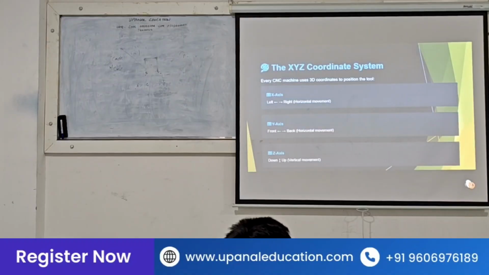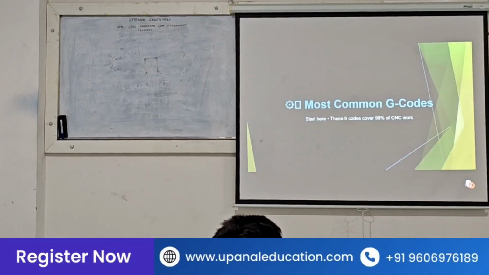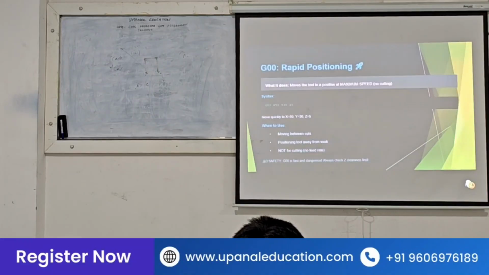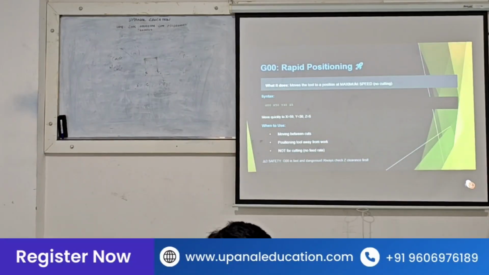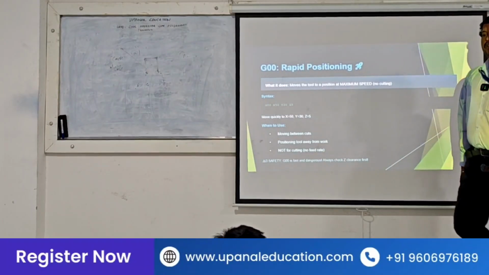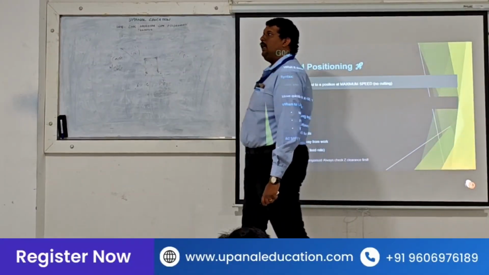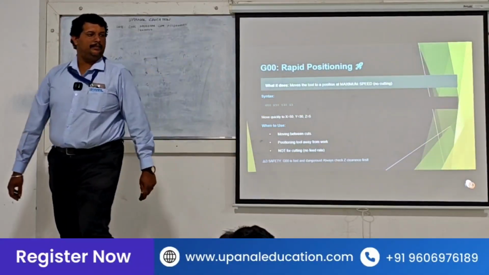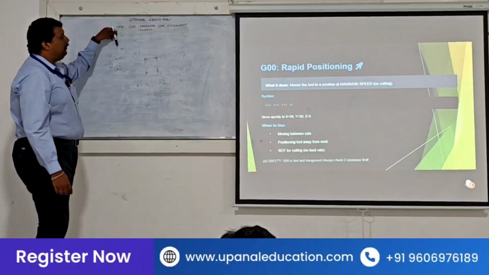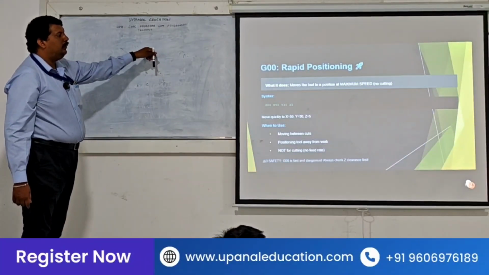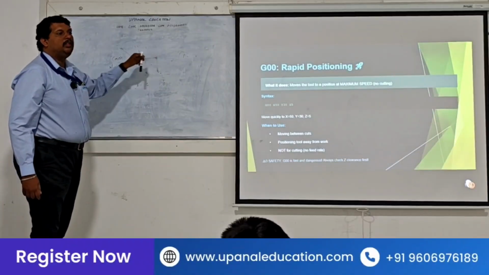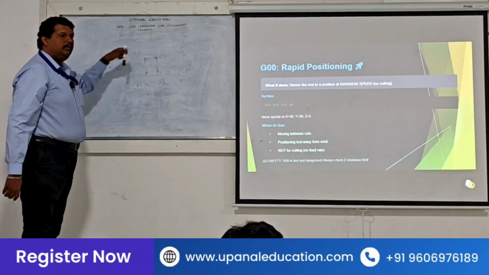Now, as I told, x-axis, y-axis, z-axis, you know. So the most common G codes. First one is G00. G00 is for rapid positioning. Just now I explained, we are bringing from the machine zero to the job zero, or any position to any position without any cutting, any action.